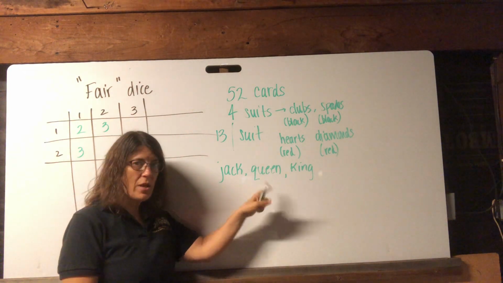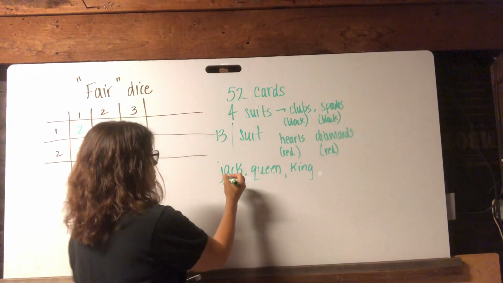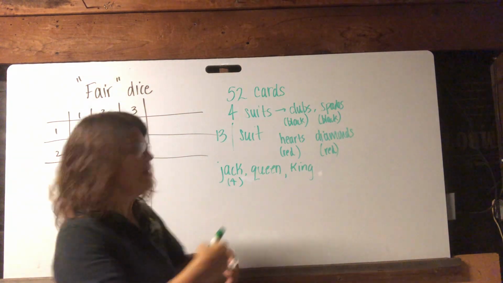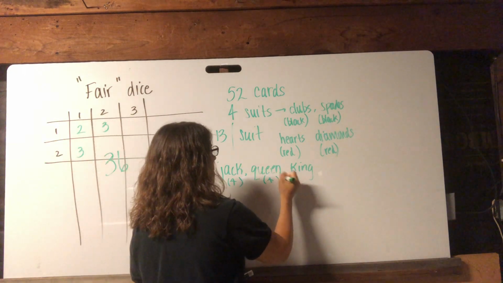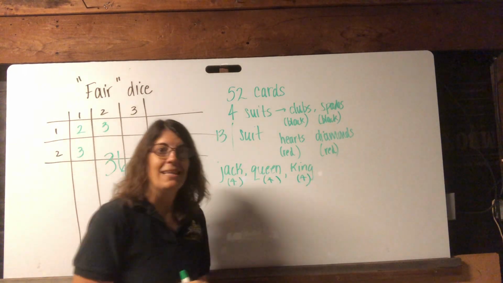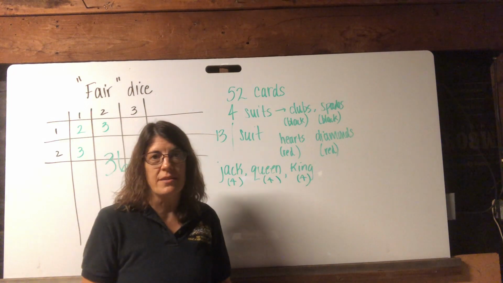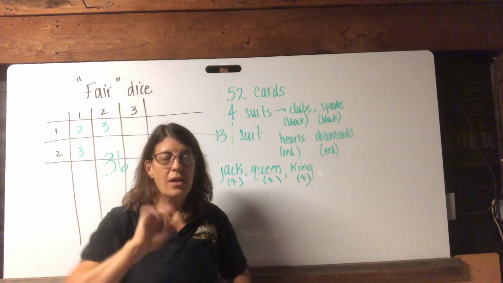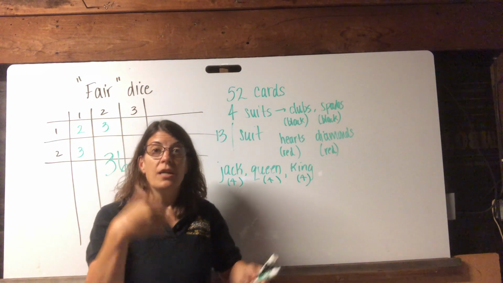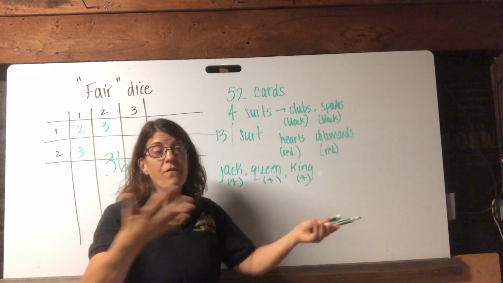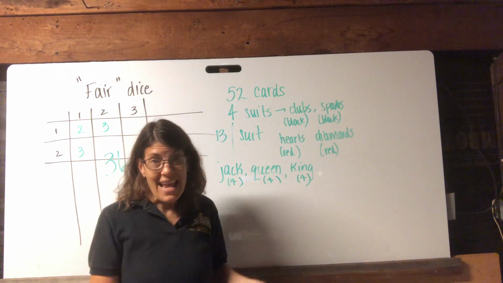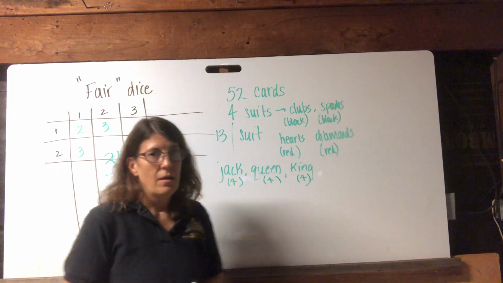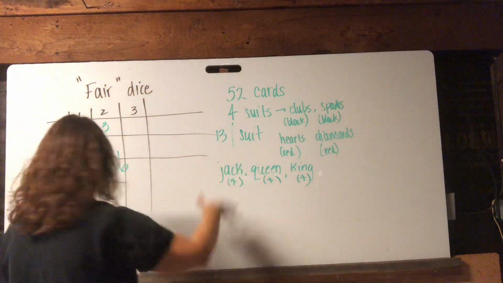4 jacks, 4 queens, 4 kings. So there are 4 of each. Jack of hearts, the jack of diamonds, the jack of clubs, the jack of spades, and on and on and on. Okay, then there's the ace. The ace is special. There are 4 aces. An ace is not a face card, but it's not considered a numerical card either. A 2 is a numerical card. A 5 is a numerical card. An ace is special. All right? An ace is special. So make sure you know this.